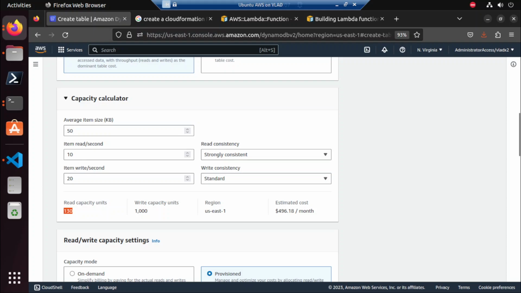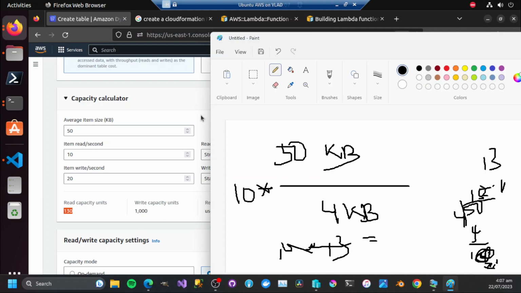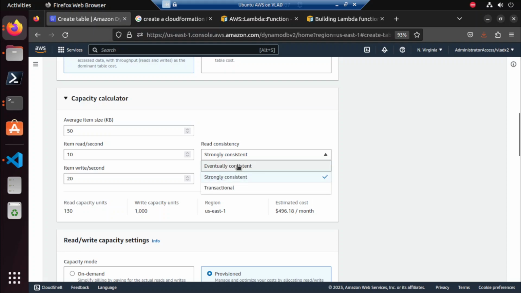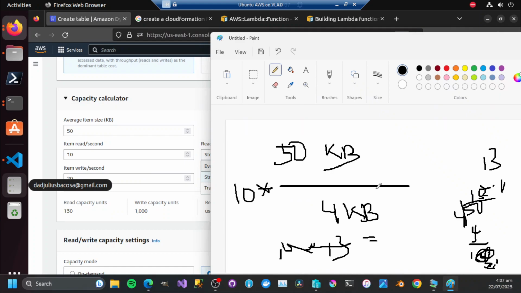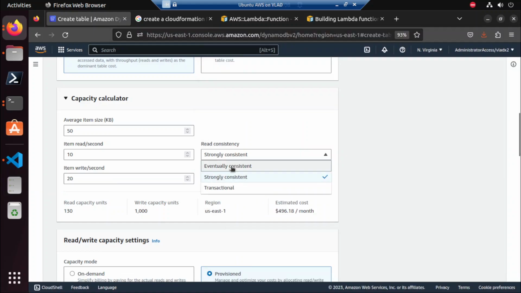And for the write, if we change this to eventual, it's going to be divided by 2 here. So it's going to be 5 times 12.5, which is 62, so 63. So if we change this to, oh, it's 65.